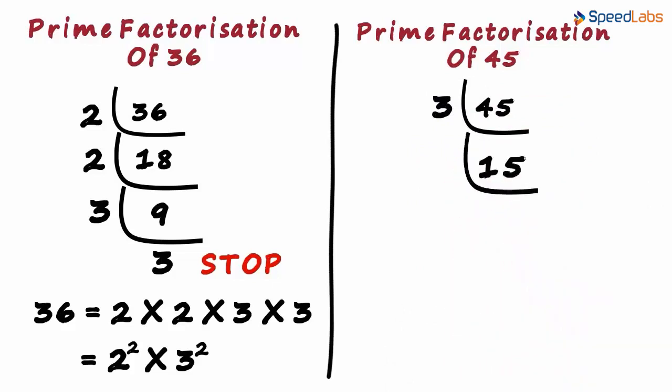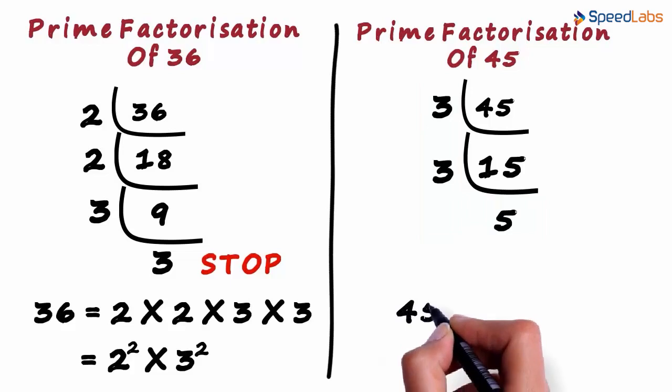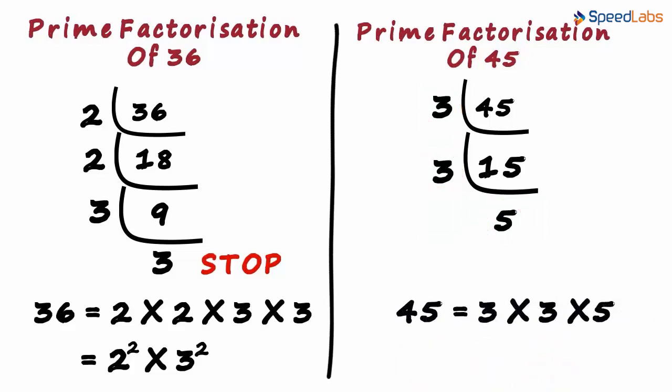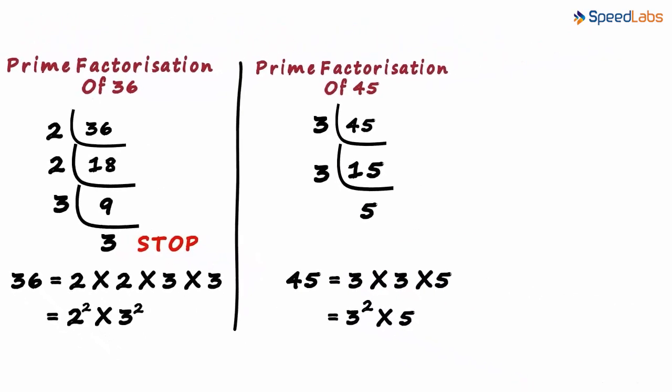15 is not divisible by 2, but it is divisible by 3. We write a 3 here. 3 times 5 is 15. We stop here as we got a prime number. The product of the numbers in this L shape will be equal to 45. So 45 equals 3 times 3 times 5, which in the exponential form can be written as 3 squared times 5. The next example is interesting.